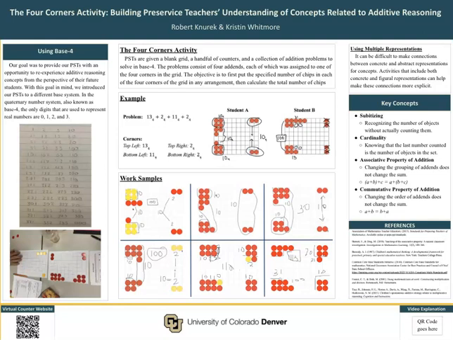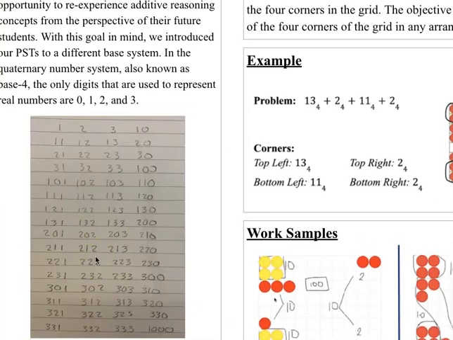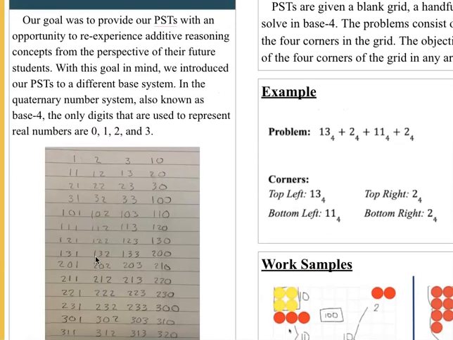Now, our goal was to provide our pre-service teachers with an opportunity to re-experience additive reasoning concepts from the perspective of their future students. And so one of the things that we did with that goal in mind was introduce our students to a different number system. This is the quaternary number system, also known as base 4. In this base system, the only digits that are used to represent numbers are 0, 1, 2, and 3. Here you can see a chart that one of our students made counting up in this system. We spent some time with our pre-service teachers engaging them with this number system before we implemented this Four Corners activity.